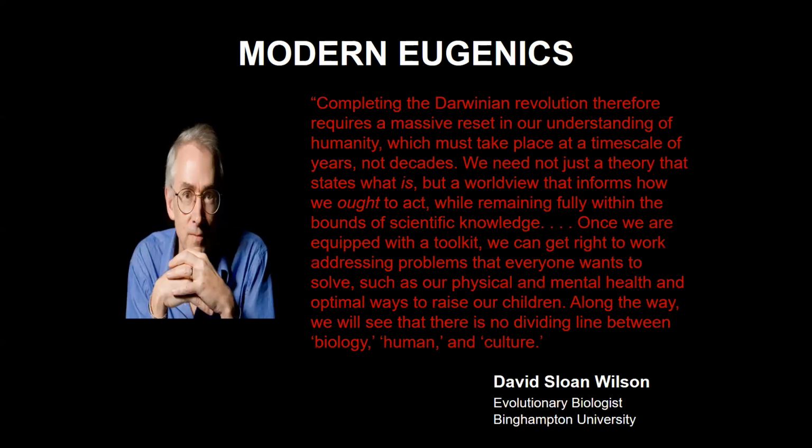David Sloan Wilson, evolutionary biologist at Binghamton University: Completing the Darwinian revolution therefore requires a massive reset in our understanding of humanity, which must take place at a time scale of years, not decades, to get after this quick. We need not just a theory that states what is, but a worldview that informs how we ought to act, while remaining fully within the bounds of scientific knowledge. Once we are equipped with a toolkit, we can get right to work addressing problems that everyone wants to solve, such as our physical and mental health, and optimal ways to raise our children. Along the way, we will see that there is no dividing line between biology, human, and culture.